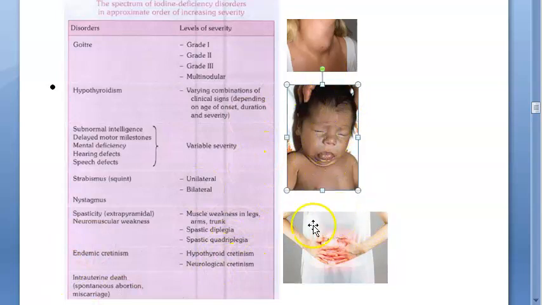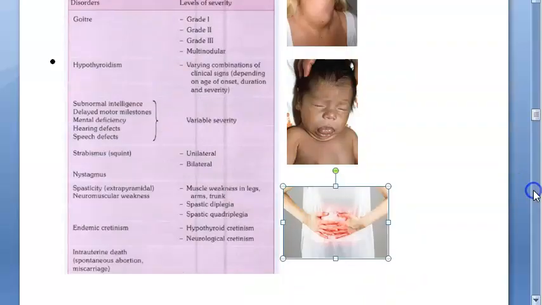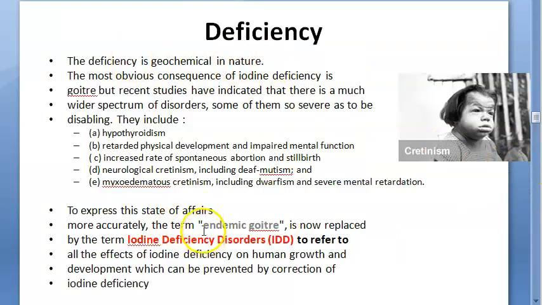That is all if the baby is born, but sometimes the baby is not even born. Intrauterine death, stillbirth, abortion, miscarriage, etc. Okay, did you get it, guys? Let's move on. So basically, it is not just goiter, it causes a lot of other things.